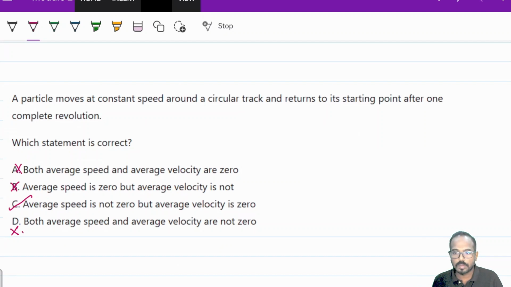Clear? With this, I will finish module 2, part 2 of the AS Level CAIE 9702 series. In the next video, we will learn what acceleration is.